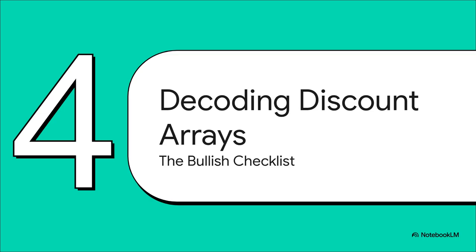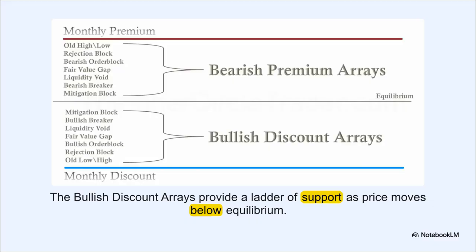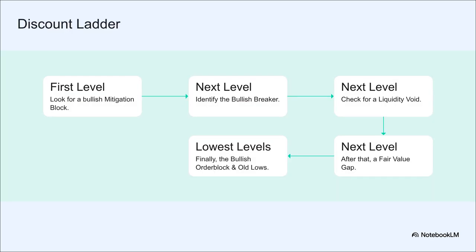Now let's just flip this whole thing on its head, because the exact same hierarchical framework applies when price moves down into a discount. Now we're just looking for levels of support. So if we look at the bottom half of our diagram, we see the bullish discount arrays. As price sells off below that equilibrium point, it starts descending a similar ladder, but this time it's a ladder of potential support levels. These are your go-to zones for looking for buy setups or for taking profit on your shorts. And the process is identical, just in reverse.